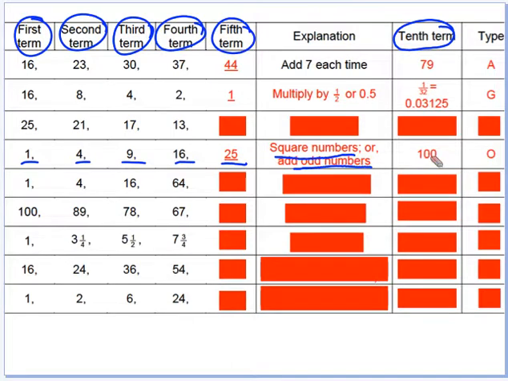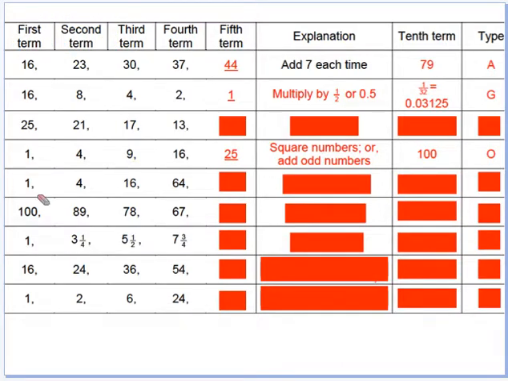Now, this makes me kind of curious what the next pattern is, because if you look, it starts out the same. You have a 1 and a 4, and a 1 and a 4 here, but the third term is different. So I want you to see if you can figure out the rest of these patterns on your own. Go ahead and pause the video so you can do that, and then move on.